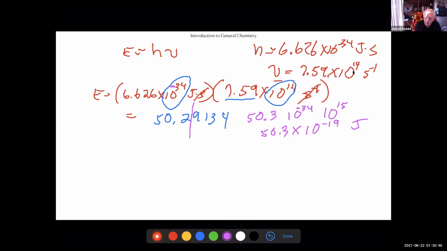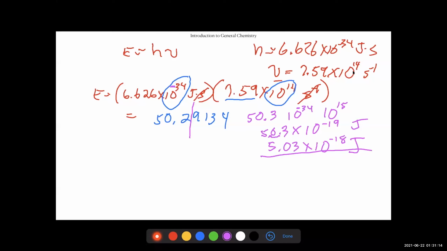Okay. So let's put that in scientific notation. It becomes 5.03 times 10 to the, we move the decimal point 1 place to make it smaller, make this bigger by 1 point, minus 18 joules. So we come up with 5.03 times 10 to the minus 18 joules is the energy for light that has a frequency of 7.59 times 10 to the 14th.